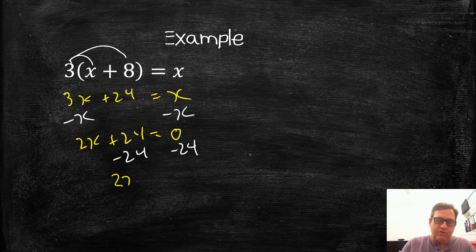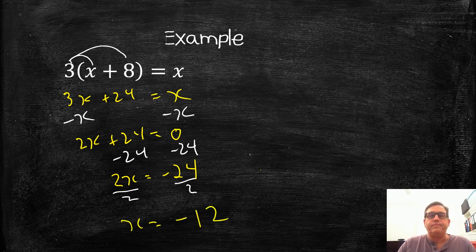So on the left, I have 2x. On the right, I have minus 24. And then our last step, divide by 2, and x equals minus 12.